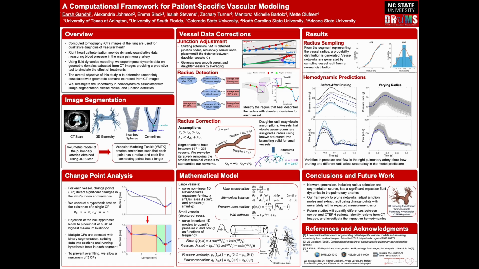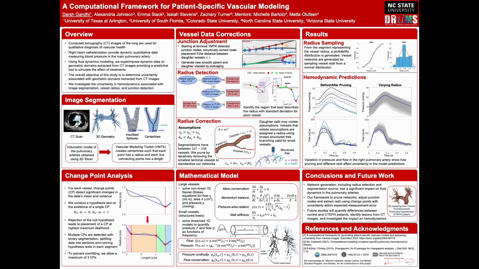First, we started off by looking at patient data of a healthy control subject. Using CT scans of their chest and a software called 3D Slicer, we created a 3D representation of the pulmonary arteries. Then we used the Vascular Modeling Toolkit to find center lines through the 3D geometry, and center lines contain data on each vessel's radius and length, as well as how they're connected to each other. However, both 3D Slicer and VMTK have their own issues.